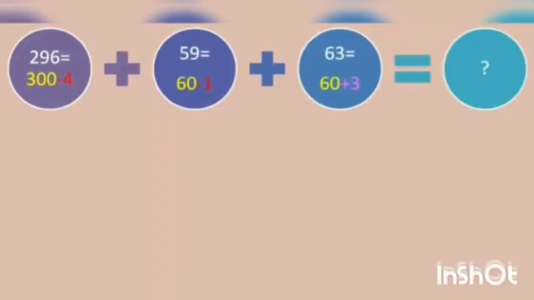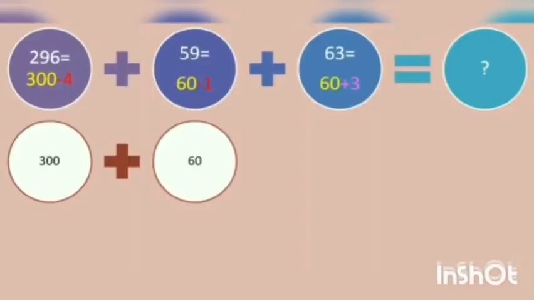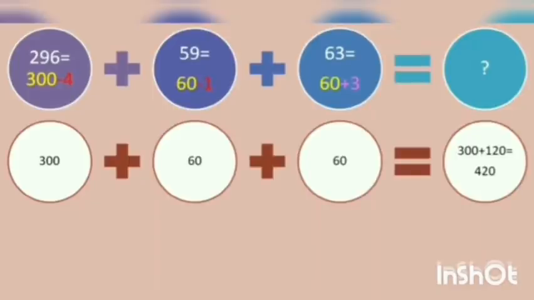We have rounded them off to the nearest 10. Now we have 0 in all the ones places. Adding them up is easier. Let us see how. 300 plus 60 plus 60. We can add them up in mind. We get the answer as 420.